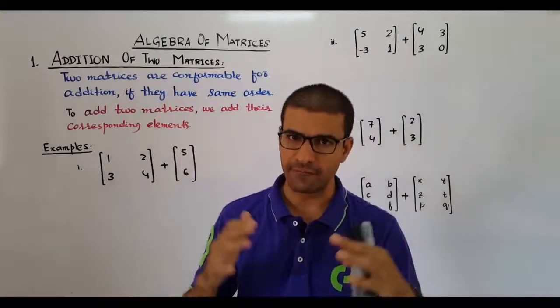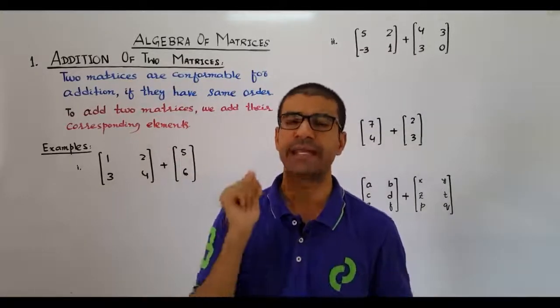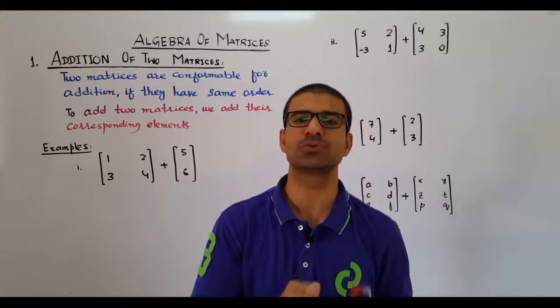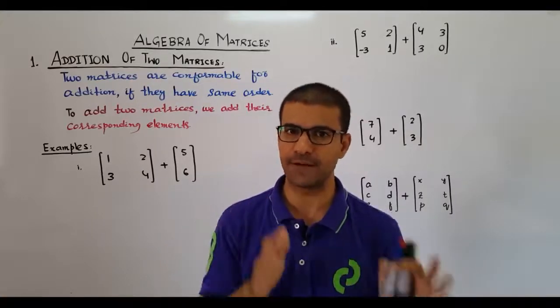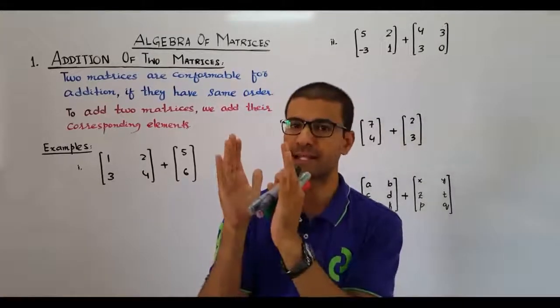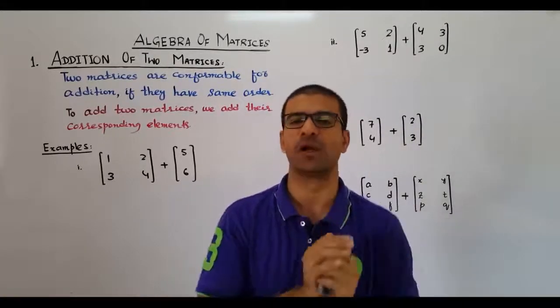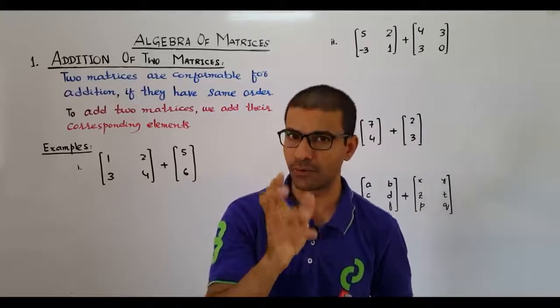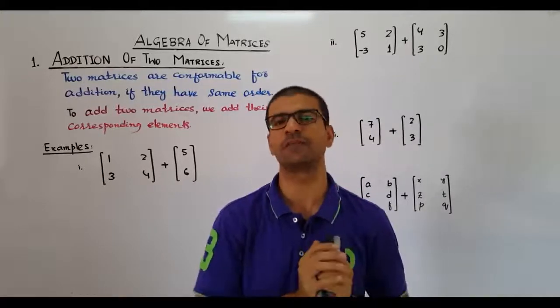Can we add every two matrices? No. We can add only those two matrices whose order is same. If order is different, we cannot add. As you know, what is order? Order means number of rows by number of columns. First you have to write number of rows, then you have to write number of columns.